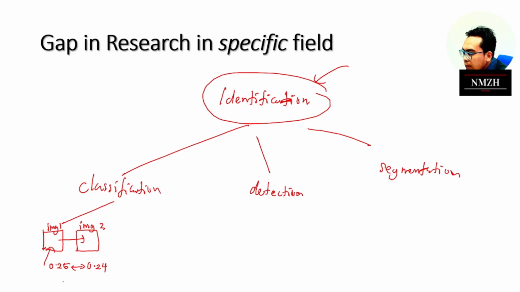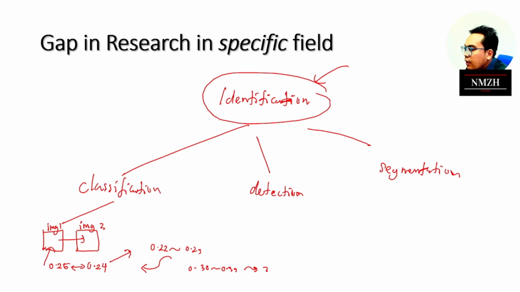To be broad, let's say 0.22 until 0.29 is considered as one class. Say 0.30 until 0.39 is basically class number 2. That is the common thing that has been done in the specific field for classification.